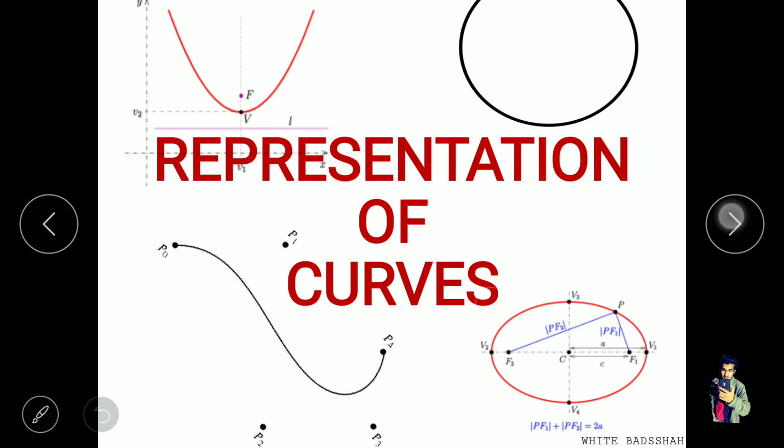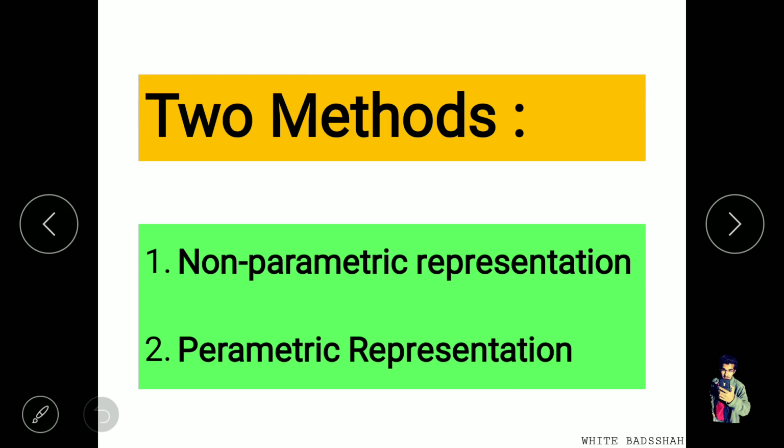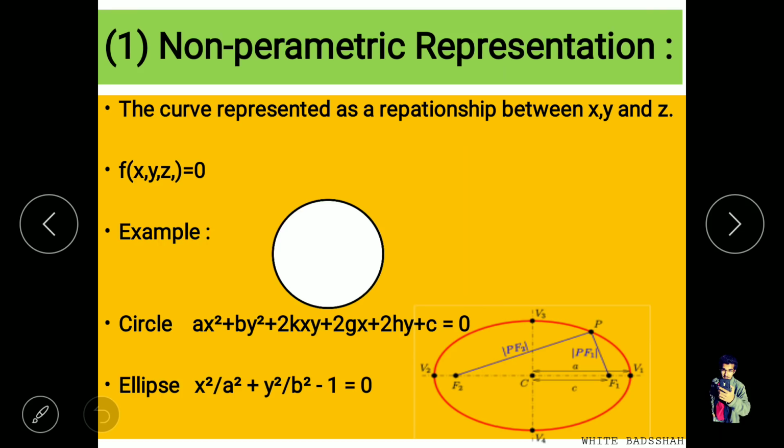Representation of curves. There are mainly two mathematical methods for representation of curves: non-parametric representation and parametric representation. Now what is the non-parametric representation? The curve is represented as a relationship between the x, y and z coordinates, like function of x, y, z equals 0.